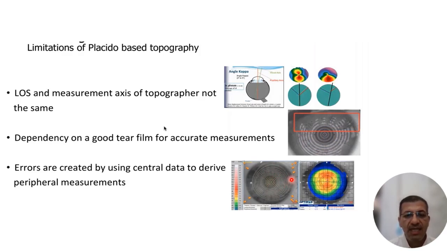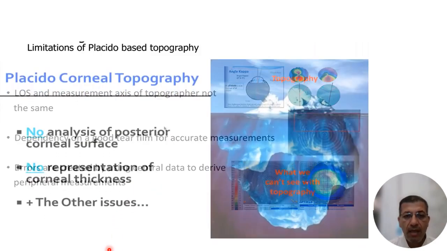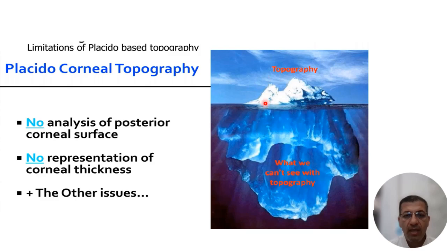So there is also some missing data in the very center of the cornea. These are the three major drawbacks or limitations of the Placido disc. Apart from that, the Placido disc only concentrates on the anterior surface of the cornea.